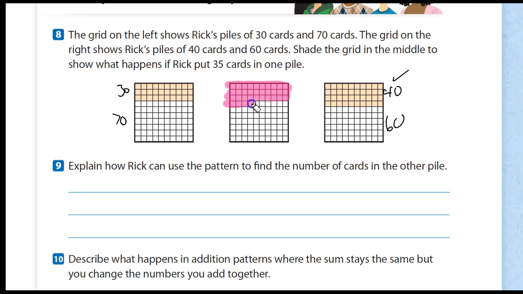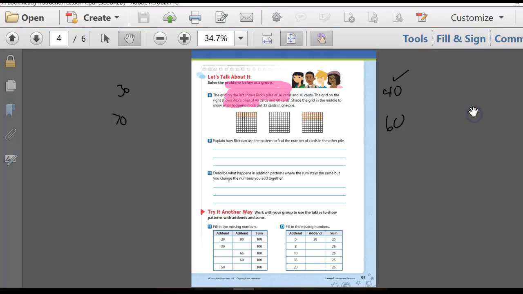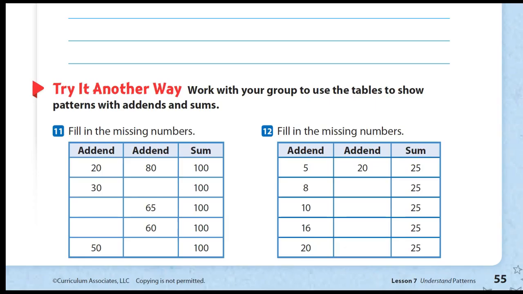One, 2, 3, 4, 5. Right there. There's 5. That's it. Whoops. Sorry about that. It says we're going to do this together, okay? It says use the tables to show patterns with add-ins and sums.